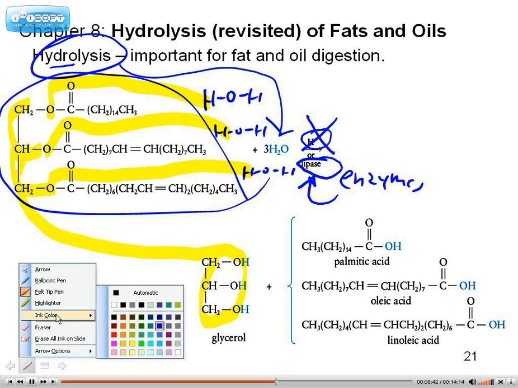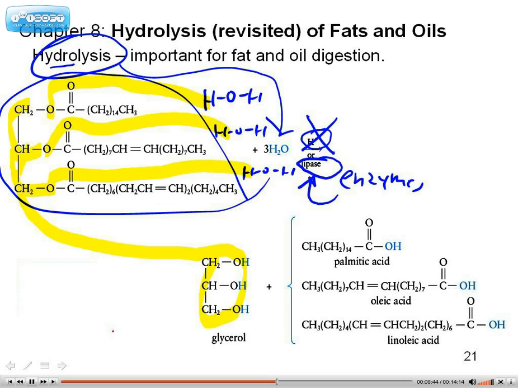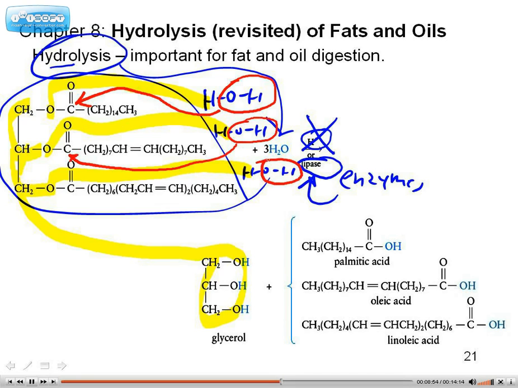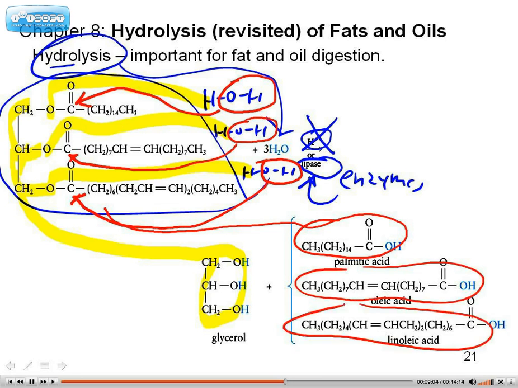The leftover hydroxides are going to go ahead and combine with the remaining carbonyl groups, forming the brand new fatty acids. So you're responsible, if I give you the reactants, to go ahead and predict the products.